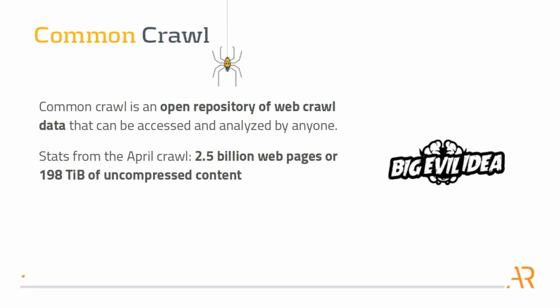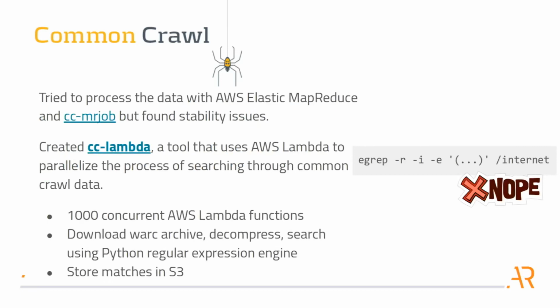Instead of grabbing the internet, I grabbed Common Crawl. Common Crawl has 2.5 billion web pages. That's more than enough for my research. I tried first with existing tools. There's one called CCMRjob, which uses Elastic MapReduce in order to process the contents of Common Crawl. But that had some stability issues. The error handling was really bad, so I had to create my own.